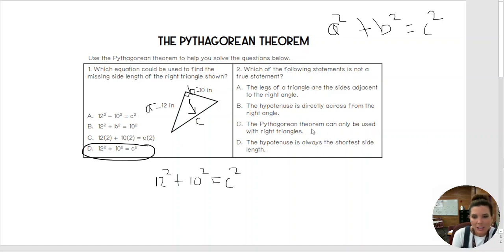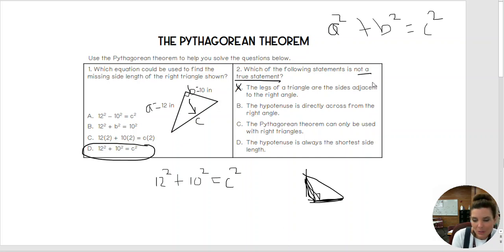Number 2. Which of the following statements is not a true statement? Be careful here. We're looking for the one that is not true. The legs of a right triangle are the sides adjacent to the right angle. If I draw a right triangle here, and this is my right angle, this side right here is right next to the right angle, and this side right here, sorry, this isn't drawing very straight today, is also right next to the right angle. Those are adjacent to the right angle. So that one is true, and we're not going to pick it because we're looking for the one that is not true.